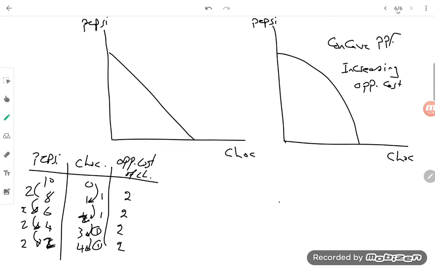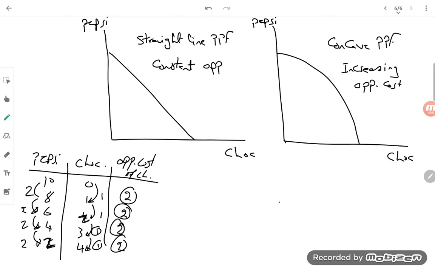So the opportunity cost in this case is constant. 2, 2, 2, 2. So it's constant opportunity cost. In this case, if you are going to draw the PPF, it's going to be a straight line PPF. So the shape of PPF is determined by its slope, which is the opportunity cost, whether it is increasing opportunity cost or constant opportunity cost.